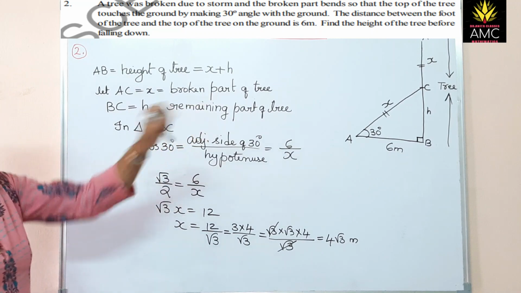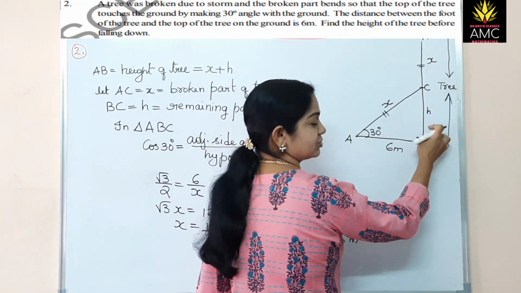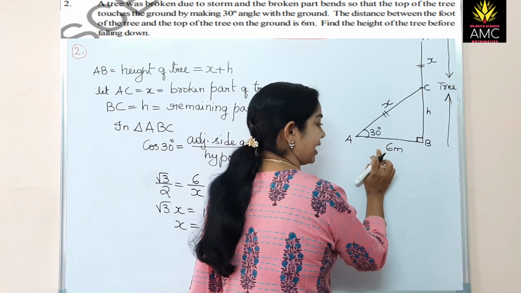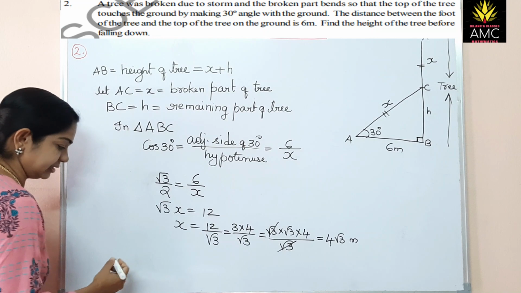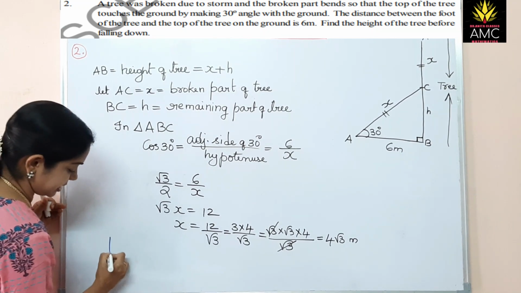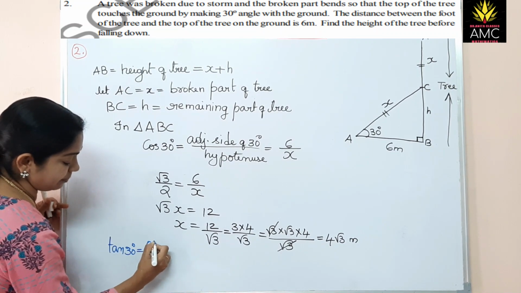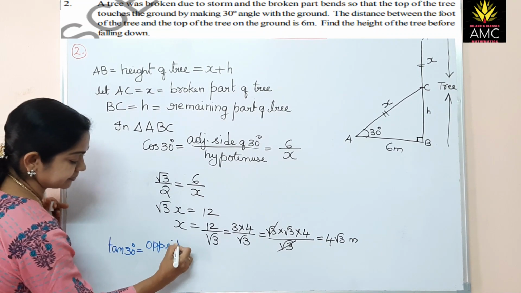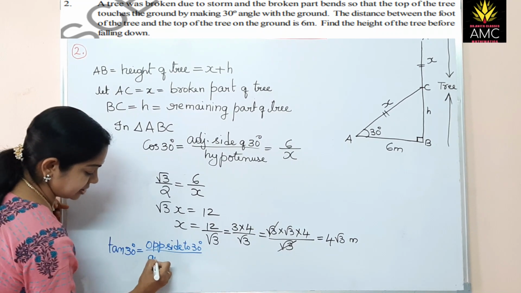Now I want the remaining part of the tree. Now the remaining part is the opposite side. So how do I get the opposite side? When adjacent and opposite are involved, you have to go for tan. Now let us consider the tan. Tan 30 degrees is equal to opposite side to 30 degrees by adjacent side to 30 degrees.